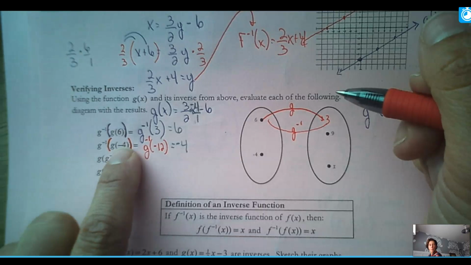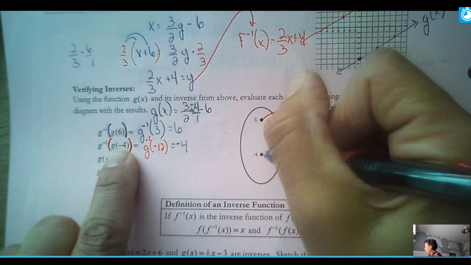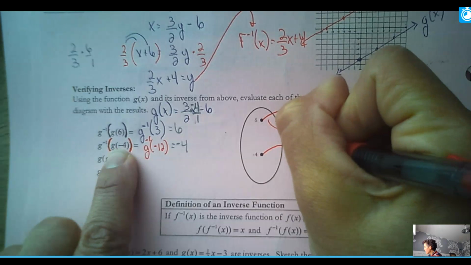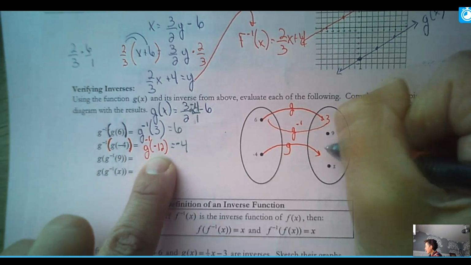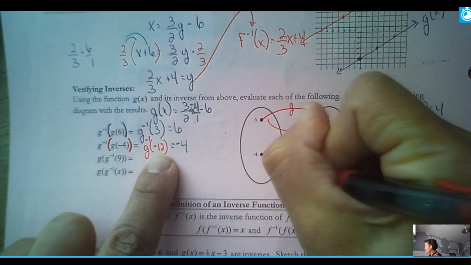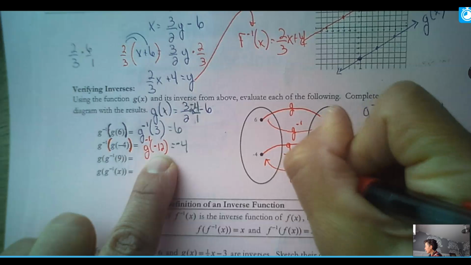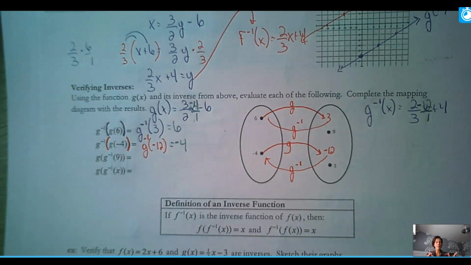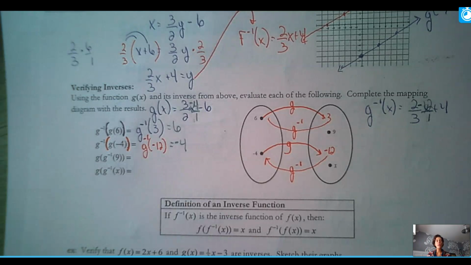So let's try this one. When I put -4 into g's function, just like this, and I did the math, I got -12. And then when I put -12 into its inverse function, I got back to -4. So I undid all the work, and I got back to what I started with. And that's what an inverse does. It undoes all the work, so you get right back to where you started.